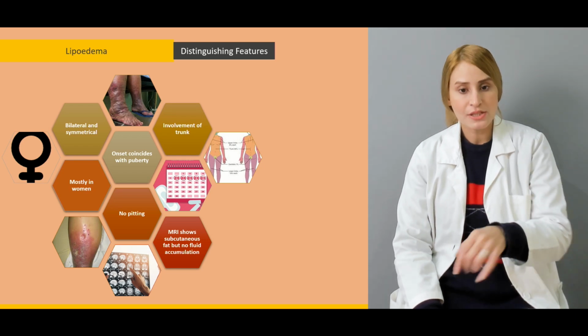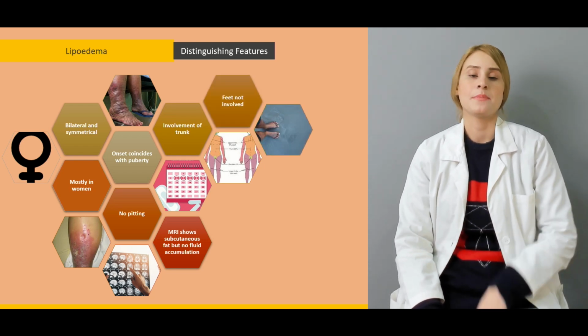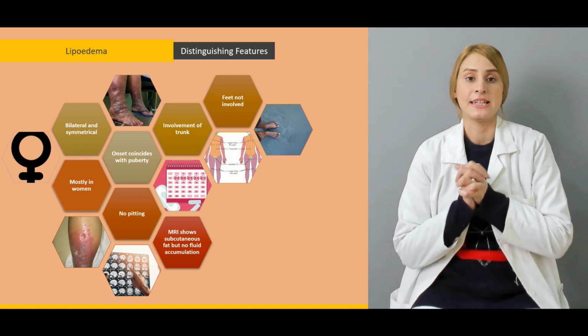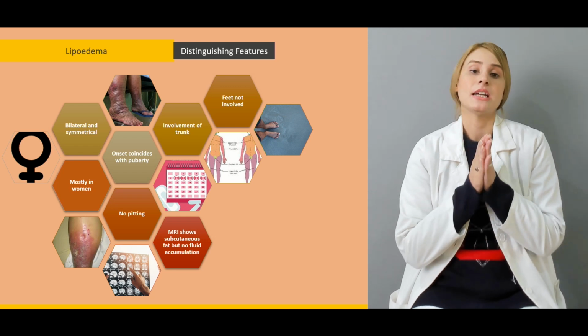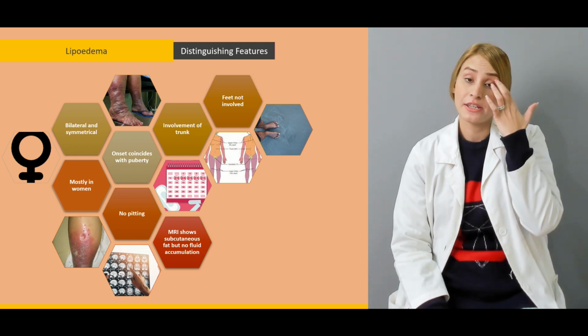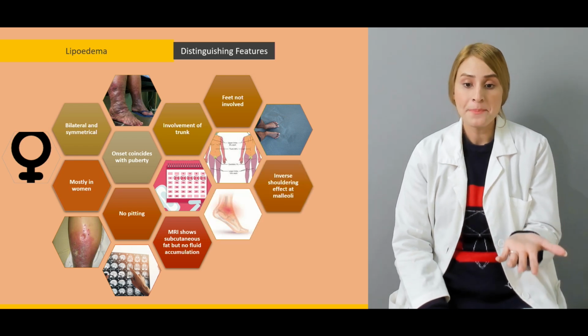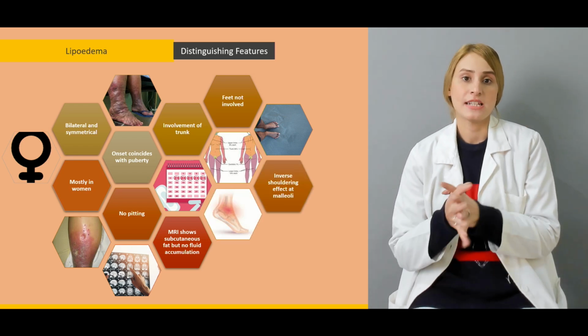There would be involvement of the trunk as compared to the lower limbs. The feet particularly are not involved, but if you compare it with the lymphedema, then there would be involvement of the foot, and there would be pedal edema. That would be the first sign in case of the lymphedema. Or the inverse shouldering effect at the malleoli.